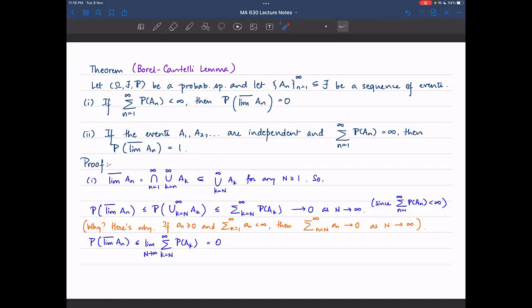It says that if the sum n going from 1 to infinity of P of An is finite, then P of lim sup An must be 0. No other assumptions were put on the family of sets A, and the only assumption was that the sum n going from 1 to infinity of P of An must be finite. All right, now let's get to the second part. Here I want you to note that we have the sum n going from 1 to infinity of P of An equals infinity, but we're also putting this restriction that A1, A2, and so on should be independent. Anyway, let's see how you'll prove the second part of the Borel-Cantelli lemma.